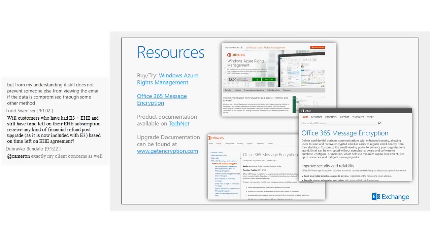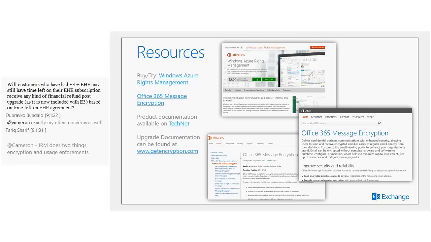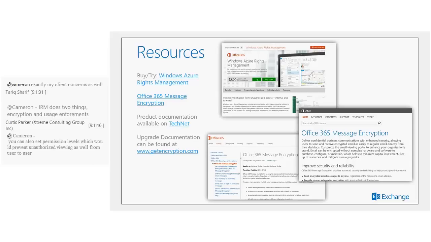We have also set up an Office 365 message encryption marketing page, which talks about some of the key features and why you should use Office 365 message encryption. And finally, there's also product documentation along with videos available on TechNet, and you can refer to them to know more. For those of you who are going to be upgraded from EHE to Office 365 message encryption, there is an EHE Upgrade Center, and here's a short URL that you can refer to: www.getencryption.com, and that will take you to the EHE Upgrade Center.